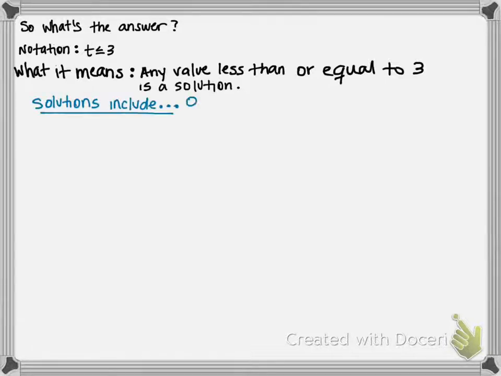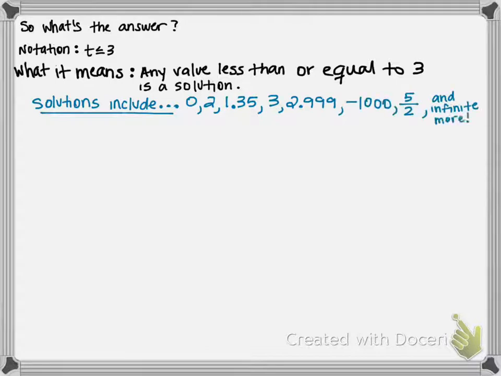So solutions in this case would include 0, or decimals like 1.35. It would even include 3 because 3 is less than or equal to 3. It would even have numbers really close to 3, like 2.999999999. It can keep going because as long as it's less than or equal to 3, it's an answer. I could even go really far back, less than 3, like negative 1,000. Fractions work too. So 5 over 2, even though a 5 is there and that's bigger than 3, 5 divided by 2 is 2.5, which is less than 3.